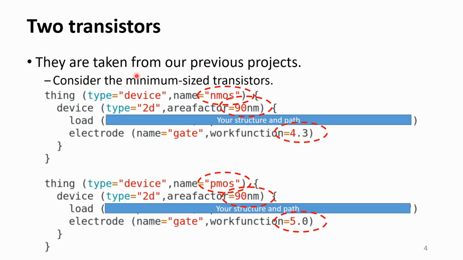For transistors, they are taken from our previous project. First, consider the minimum size transistors, in this case 90 nanometer wide ones. Of course, the metal work function should be properly assigned.